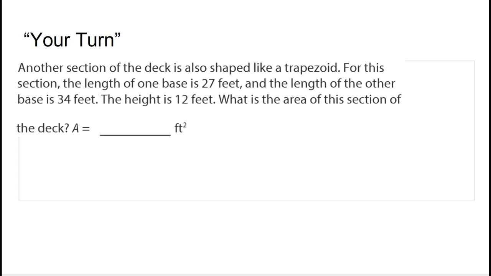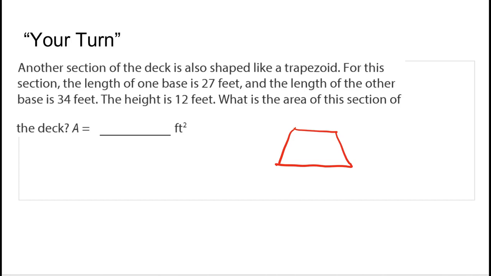So in this case, what they do is they give us a word problem. They don't give us the actual picture of the trapezoid, but they do give us all the important information that we need. So it says another section of the deck is also shaped like a trapezoid. For this section, the length of one base is 27 feet, and the length of the other base is 34 feet. The height is 12 feet. What is the area of this section of deck? So they tell us it's in the shape of a trapezoid. So I'd like to draw it so I can see it first.